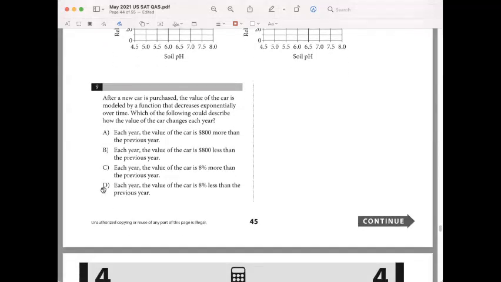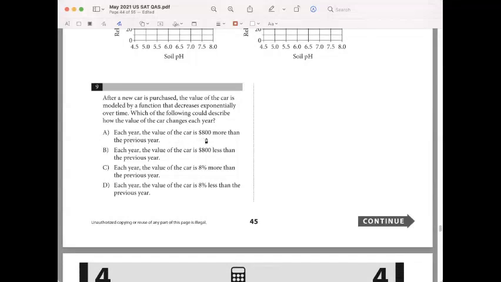Okay, let's go to the next question. Question 9. After a new car is purchased, the value of the car is modeled by a function that decreases exponentially over time. Which of the following could describe how the value of the car changes each year?